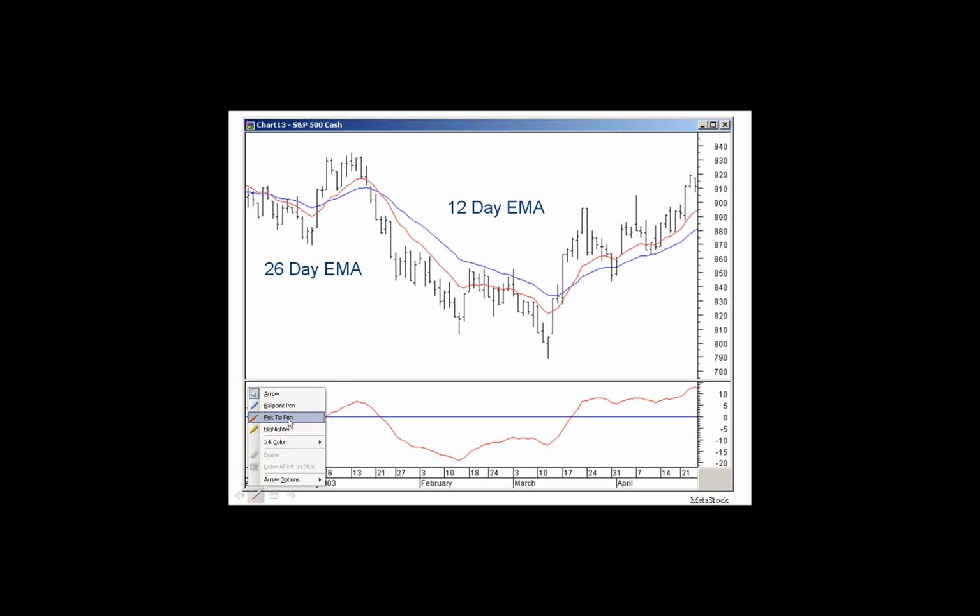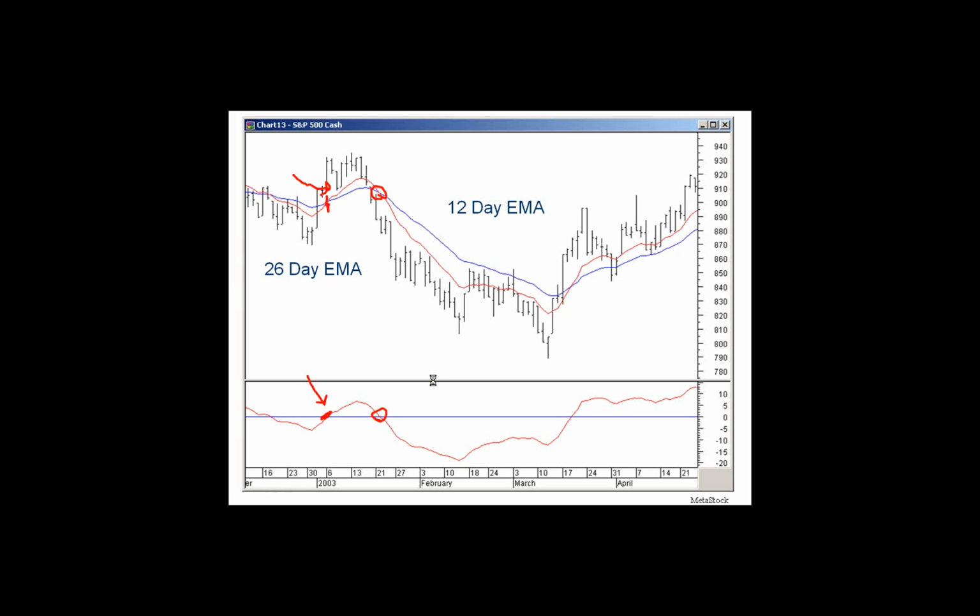If I take my little felt tip pen, what you can clearly see here is that when the 12 rises above the 26, we can see down here that the line crosses above the 0. So when it crosses above, that corresponds to where the 12-day moving average crosses above the 26. Likewise, right here, when it crosses below, it crosses below the 0 right there. Okay, and so this is the MACD line here.